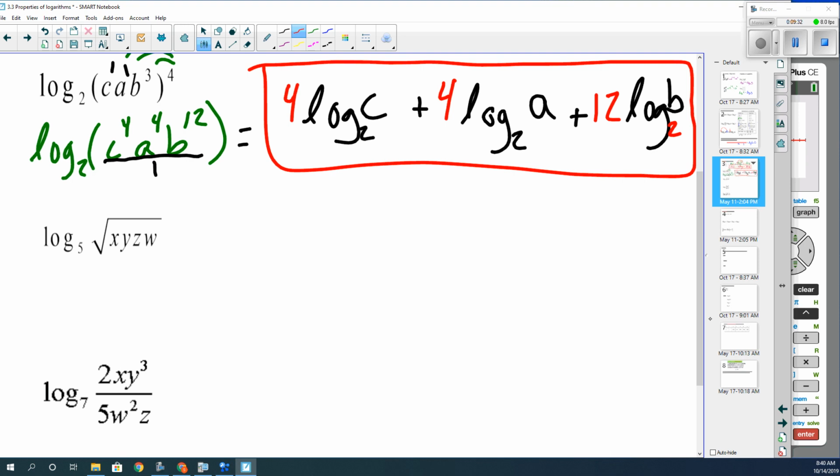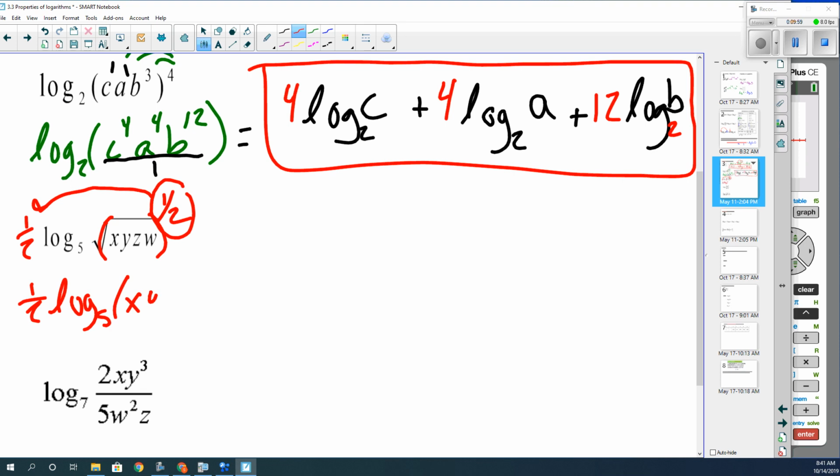1/2. So instead of writing that as a root, I can say this is all one great big parentheses to the 1/2 power. So now I can either do what I did on the previous one where I distribute that power in, so I can write x to the 1/2, y to the 1/2, z to the 1/2, w to the 1/2. Or the other option is, since all of those are to the 1/2, I can just bring the 1/2 down in front to begin with, and write it as 1/2 log base 5 of x, y, z, w.